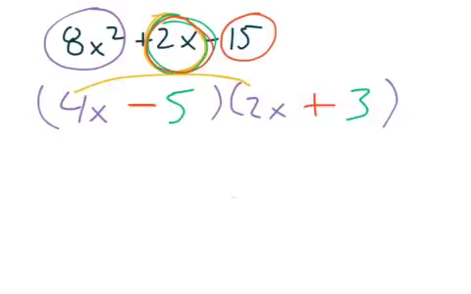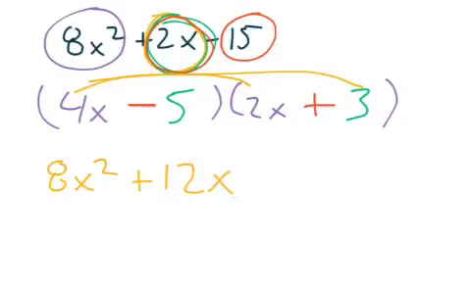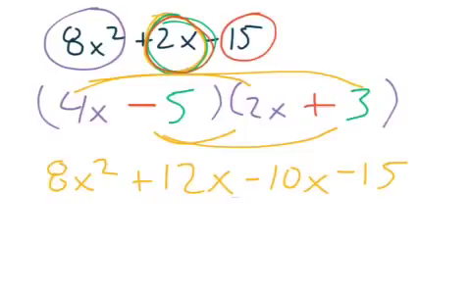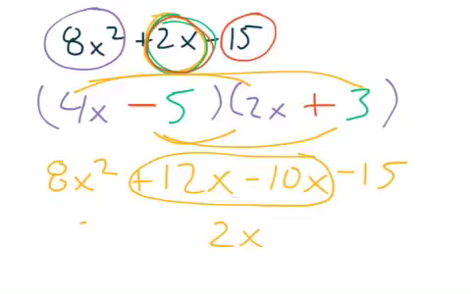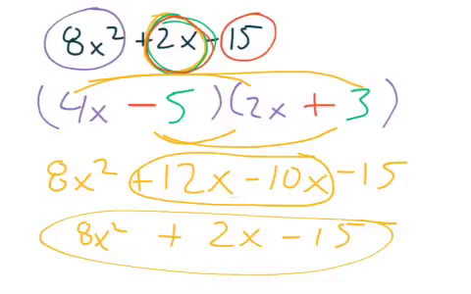4x times 2x, is that not 8x squared? 4x times 3, is that not 12x? Negative 5 times 2x, isn't that negative 10x? Negative 5 times 3, isn't that negative 15? And notice 12x minus 10x is 2x, so I have 8x squared plus 2x minus 15, and this is where we started from.